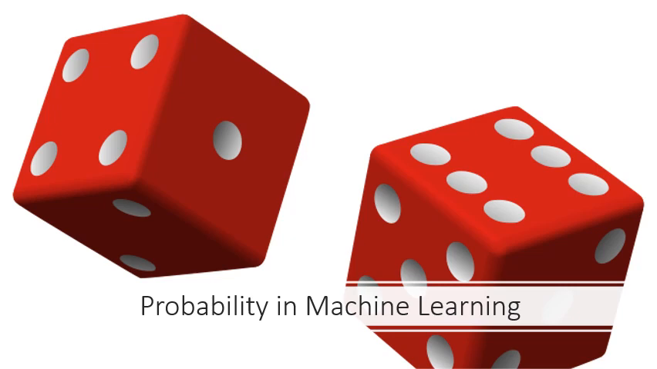Probability is one of the foundations of machine learning. As we know, deep learning is one kind of statistical learning. So it's very important to learn some basic rules of probability. In fact, probability is a very interesting topic and exists in our daily life.